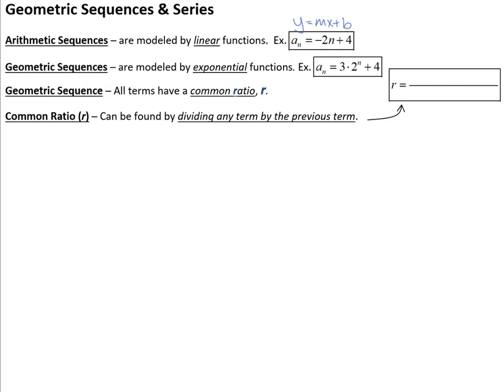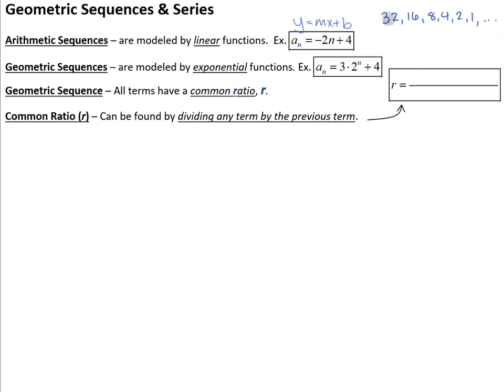Geometric sequences are modeled by exponential functions. So we'll see them like we had seen previously in our chapter on exponential functions, where our variable, or in this case the position number, is an exponent. And what makes something geometric is that all terms will have a common ratio. So geometric sequences will look like we're multiplying or dividing by a number. For instance, if I had the list 32, 16, 8, 4, 2, 1, etc.